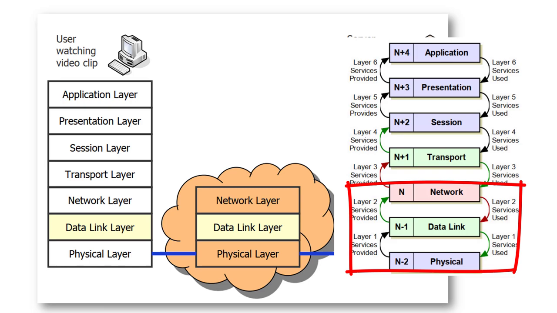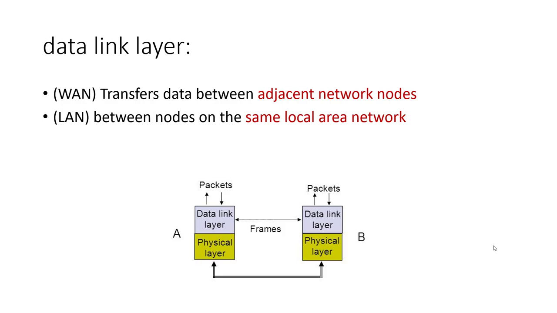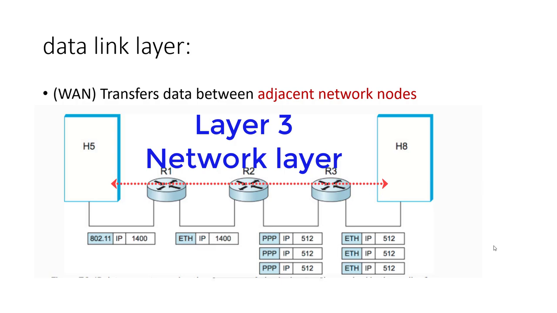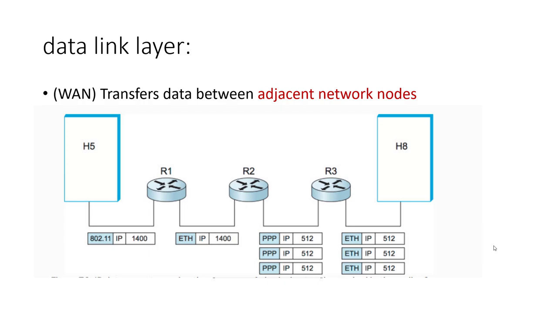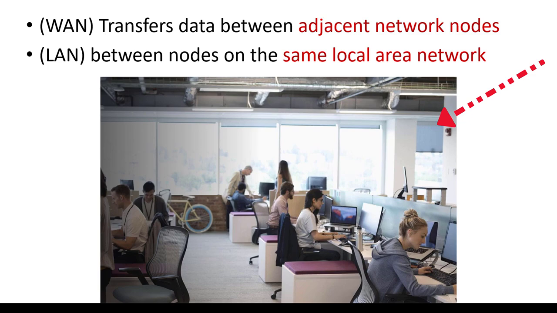The data link layer is very different than its cousin, the network layer, which can communicate to a host across a very complex internetworking, as we're going to look at in our next video. The data link layer cannot do that. It is bound to transfer data in, say, a WAN to an adjacent network node. In other words, point to point on a WAN. In a LAN, it has to communicate to another device in the same local area network. So data link layer is very limited in its communication.